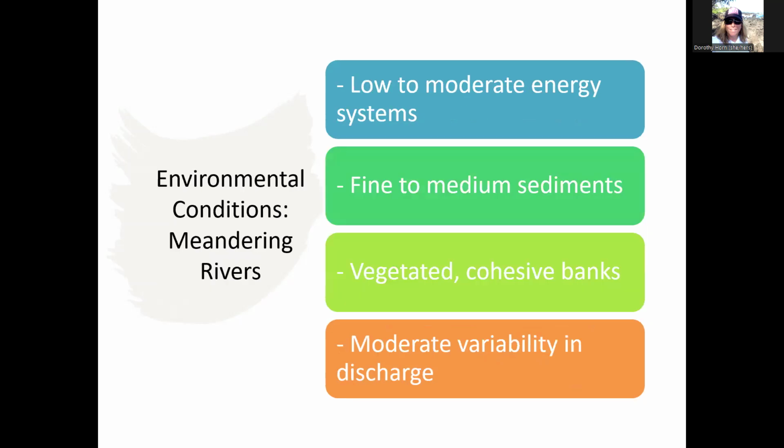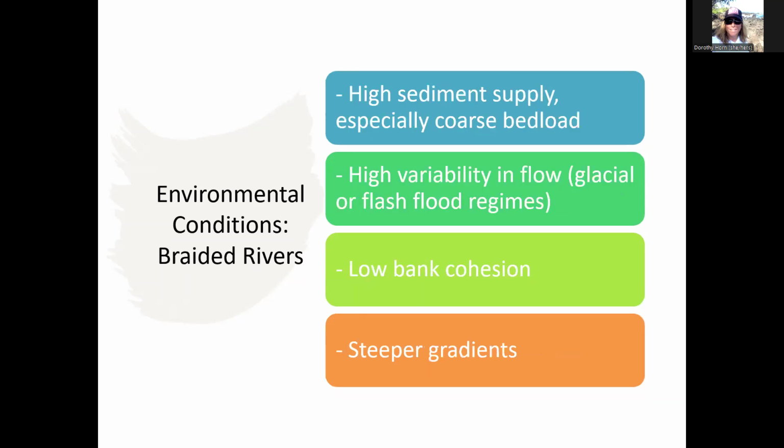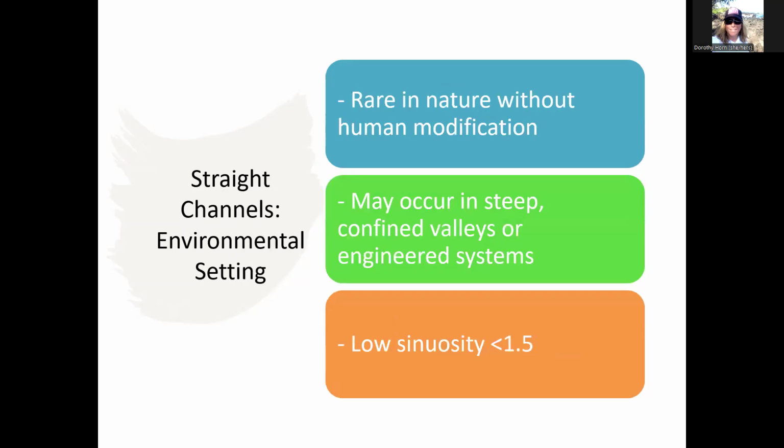In meandering rivers, we have what are called really moderate or low energy. You get a lot of fine sediments. You have a lot of cohesive banks that have a ton of vegetation, and there's not a lot of variability in that discharge from those meandering rivers. So for braided rivers, they tend to have a really high sediment supply, a lot of flow. So you are in like a flash flood area, or you'll be in a glacial valley. There's a lot of low bank cohesion and tons of steep gradients. You can think about maybe where something like that would be.